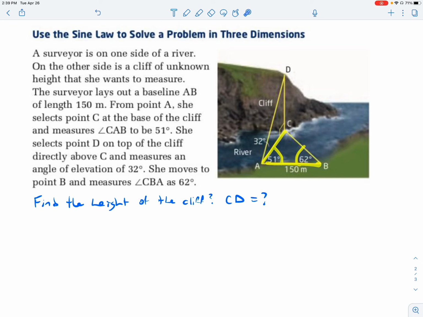Okay, can I use SOHCAHTOA? I don't think so. This is not 90 degrees here. So 51 and 62 make 113, so the remaining angle is less than 90. So no, we definitely don't have a right angle there. So we'll have to use sine law or cosine law. Okay, actually it tells us in the beginning up here that we need to use sine law.